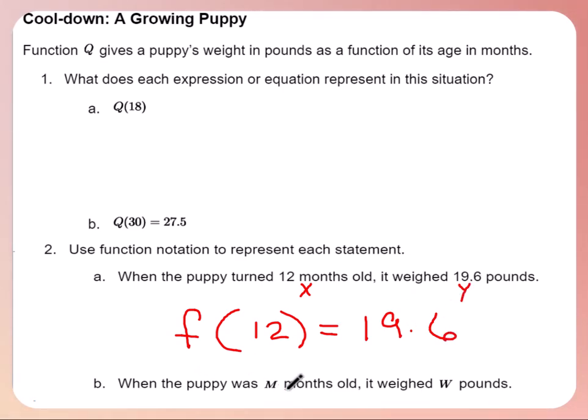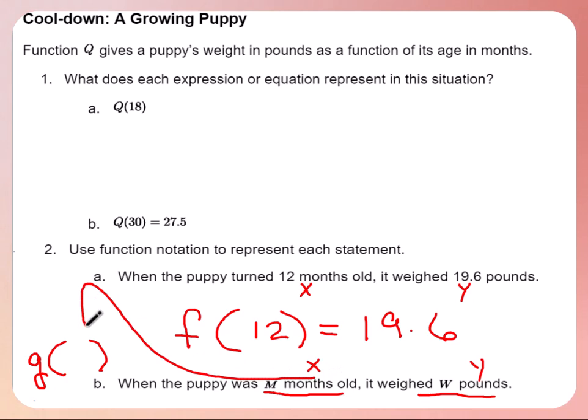Okay, when the puppy was M months old, so again, time is going to be your X, and weight is going to be your Y. Okay, you can use any letter for your function. I'll use G this time. Whatever X is going to go in as your input. Okay, so this time our X is going to be M for months equals, our output is always our Y. We're not going to put Y, it told us what to use, W for weight. So G of M equals W.